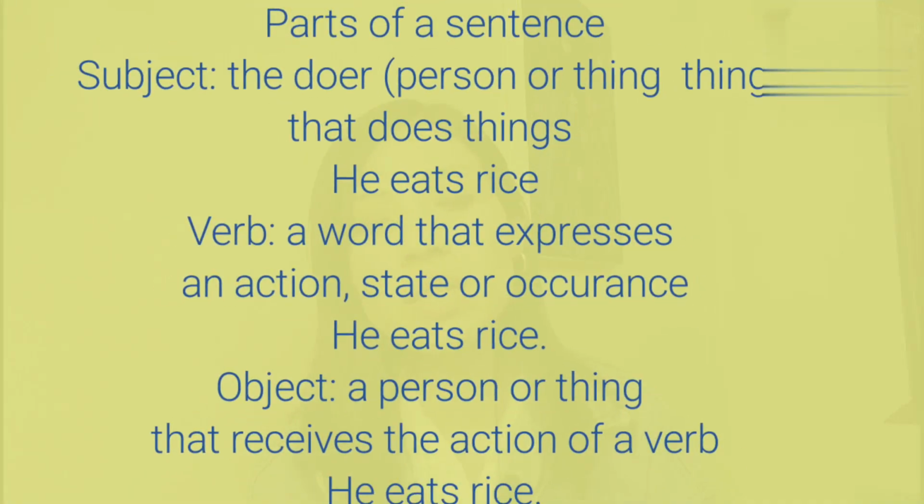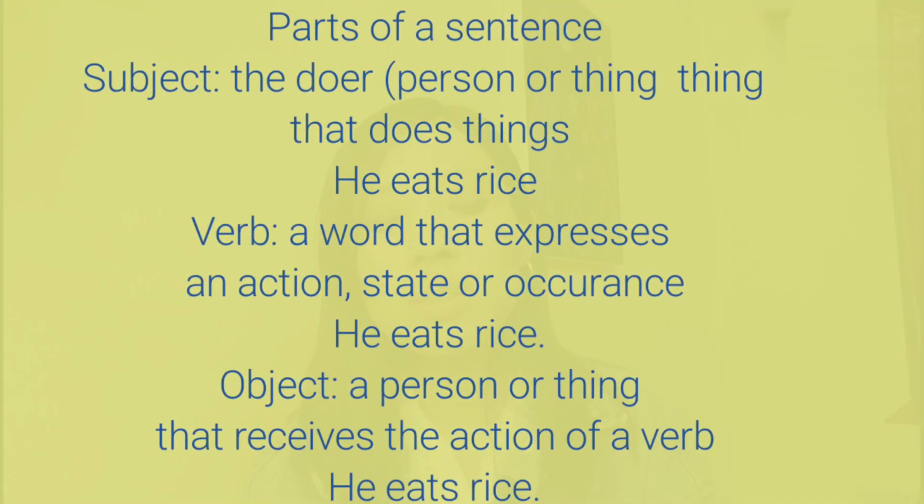The first one is the subject. Subject is the doer that does something. For example, he eats rice. So here, he is the subject. And next one is verb, a word that expresses an action, state, or occurrence. For example, he eats rice. So eats is the verb here. The third one is the object, a person or thing that receives the action of a verb. He eats rice. Here, rice is the object.